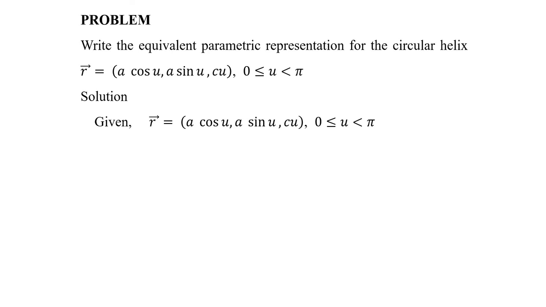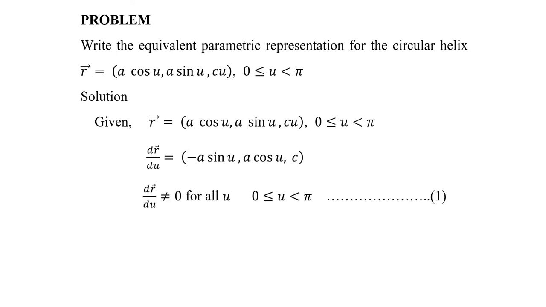First we differentiate, and if it is non-zero, we alter the parameter with another variable v, and from this v we can rearrange. So R is given; differentiate with respect to u. We get minus a sin u, a cos u, and c. Clearly it is not equal to 0 for all u. So R vector is regular with respect to the parameter u.